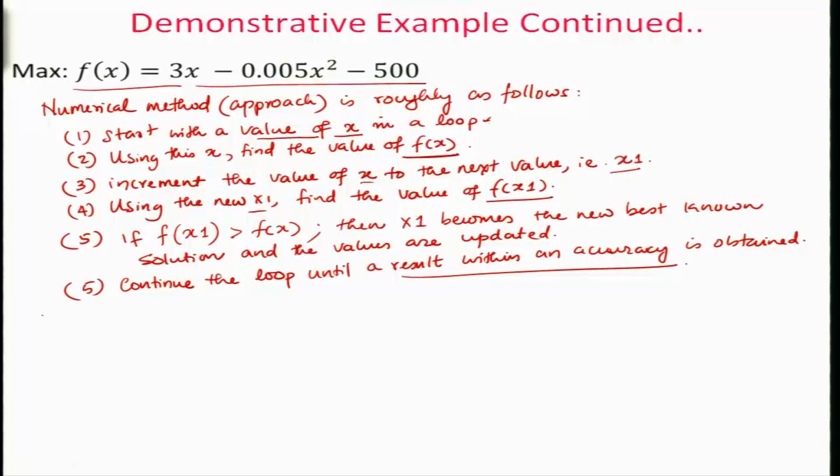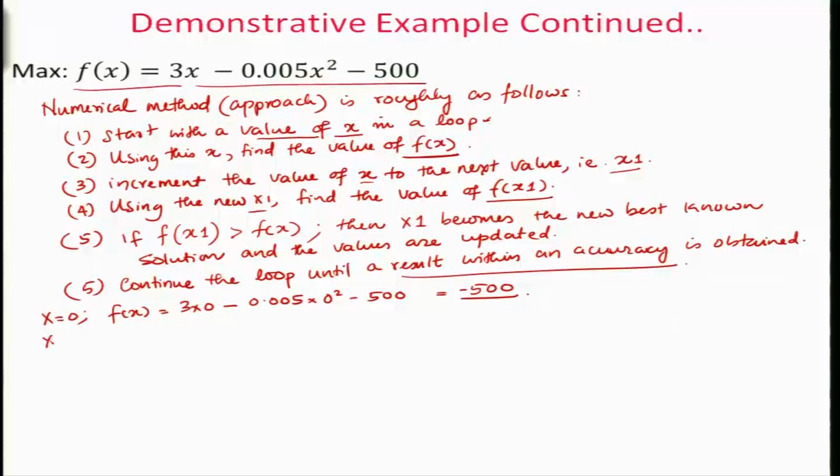Let us start with the loop where x, let us put it as x equal to 0. So, then at x equal to 0, f of x will be equal to 3 times 0 minus 0.005 times 0 square minus 500, which will be equal to minus 500. So, at x equal to 0, f of x will be minus 500.